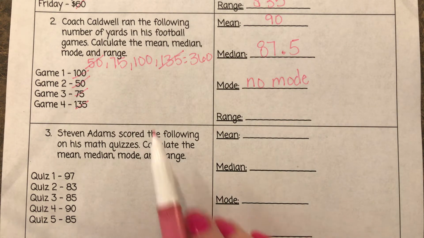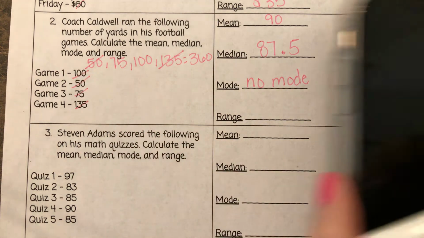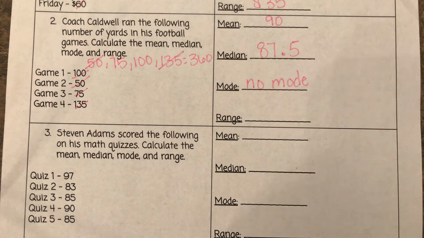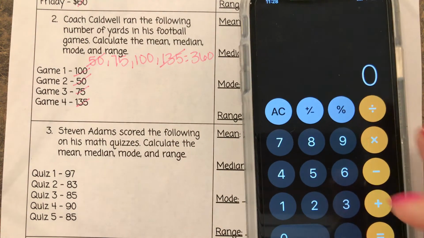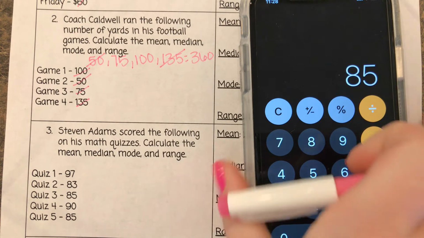All right, range. Our biggest number is 135 and our smallest is 50. Since those are pretty big numbers, I'm going to use my calculator here. 135 minus 50 gives me 85.